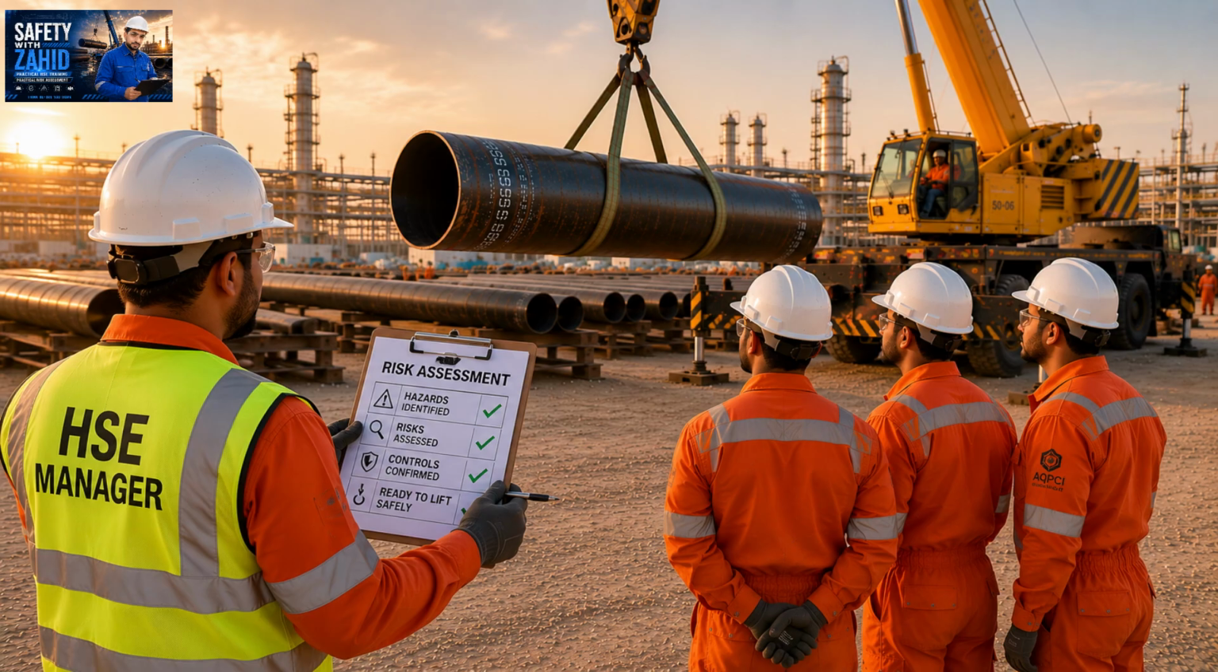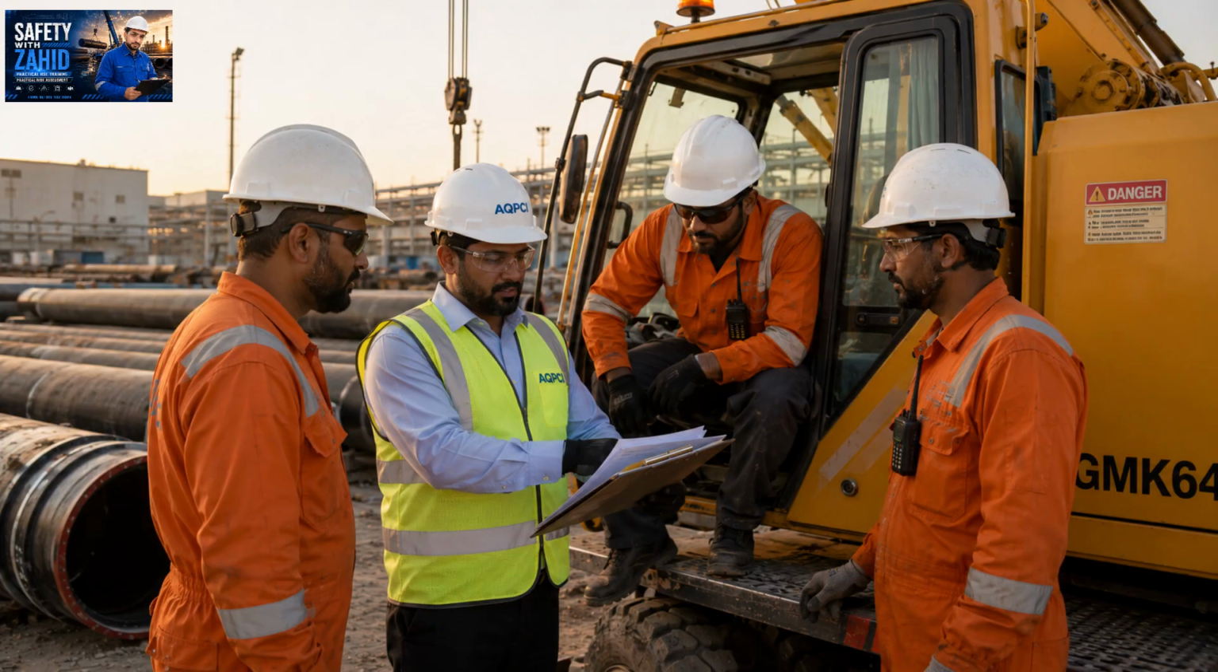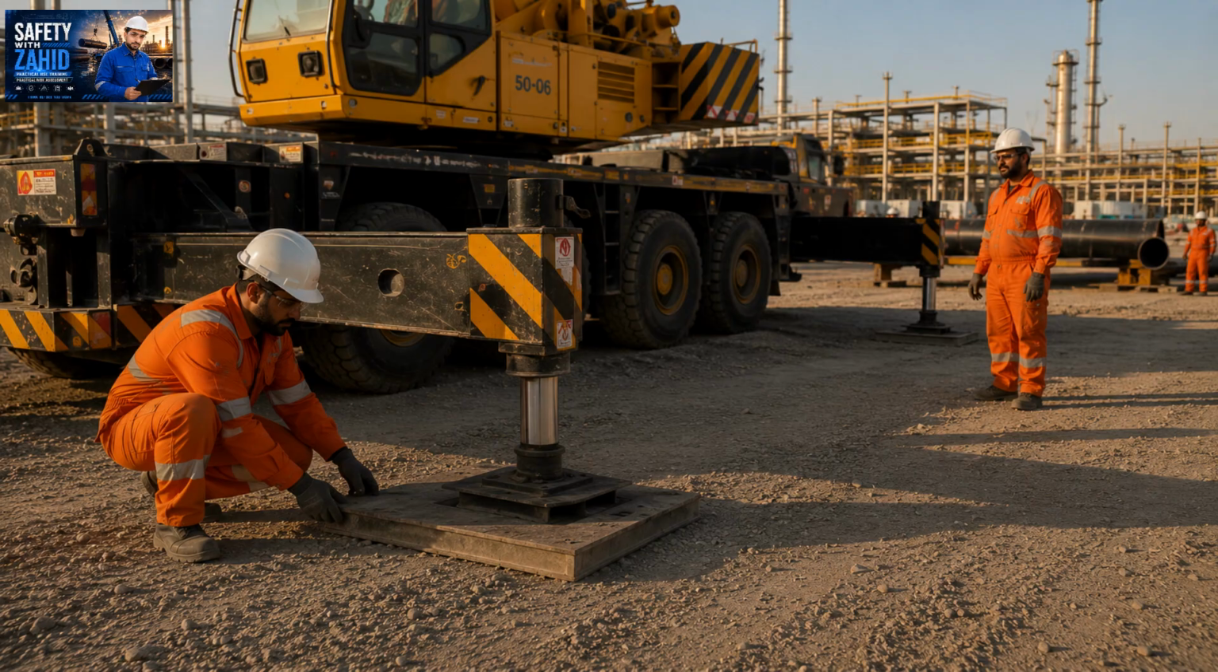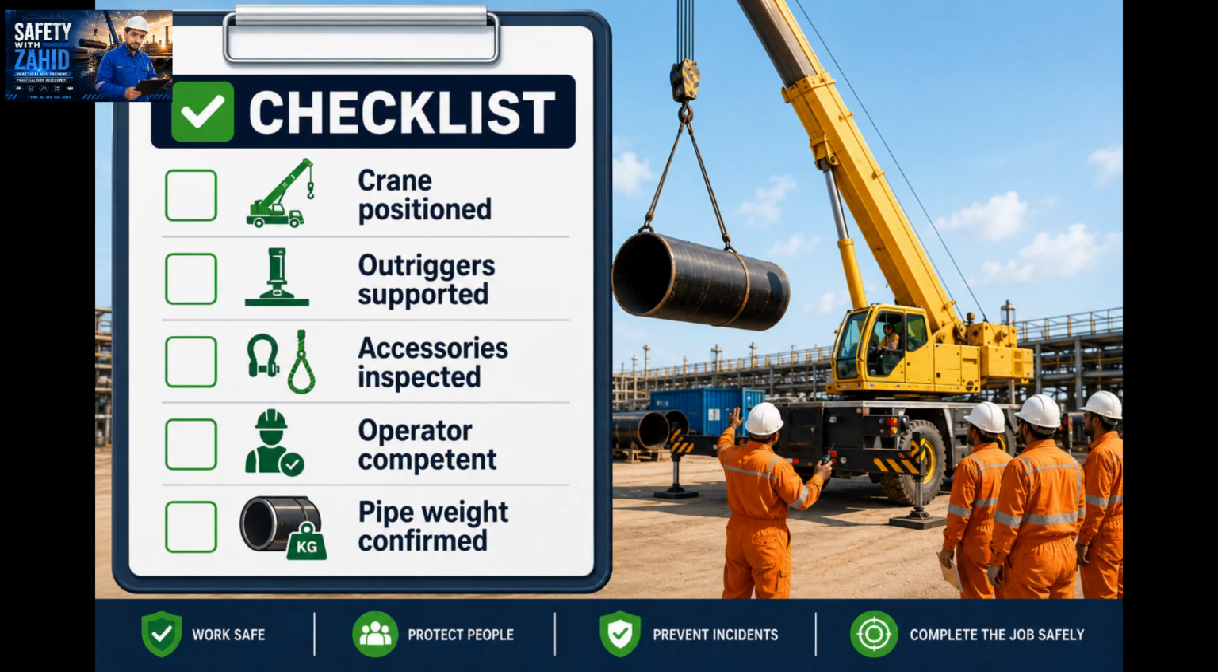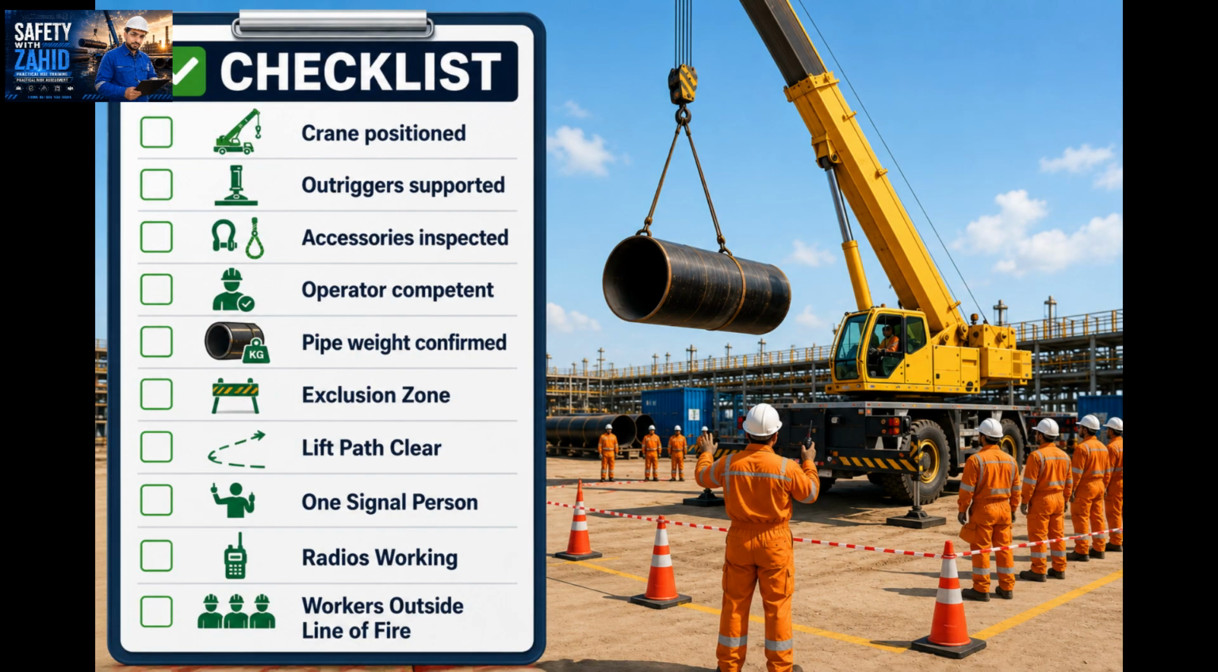But completing the form is not the end of the process. The controls written on the paper must be physically verified at the work location. Before starting the lift, confirm: is the crane correctly positioned? Are the outriggers properly supported? Have the crane and lifting accessories been inspected? Are the operator and rigger team competent? Is the pipe weight confirmed? Is the exclusion zone established?